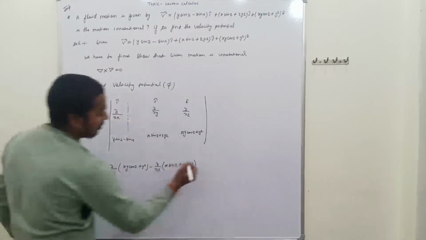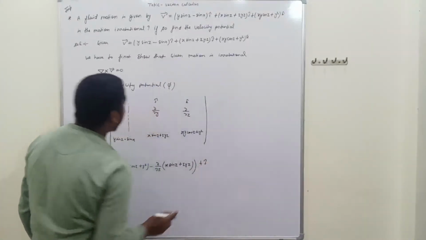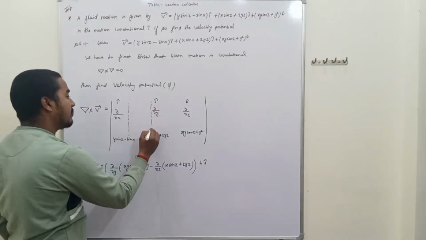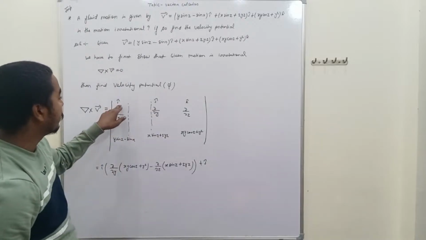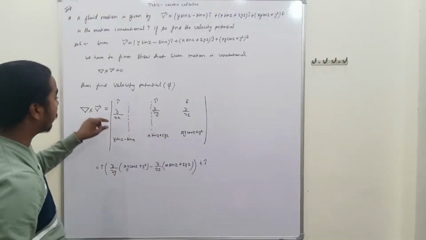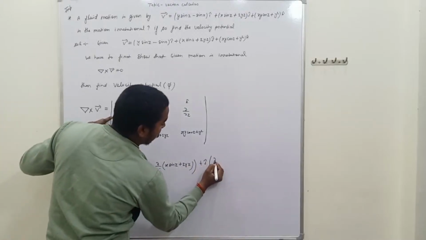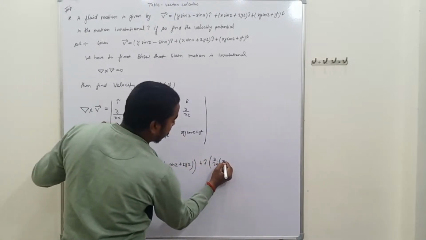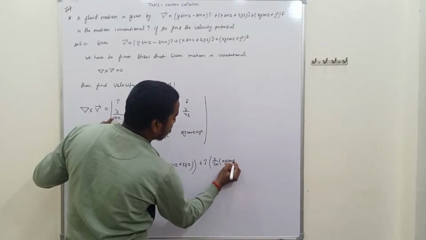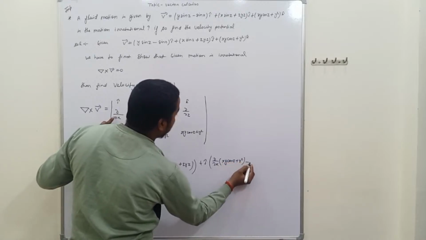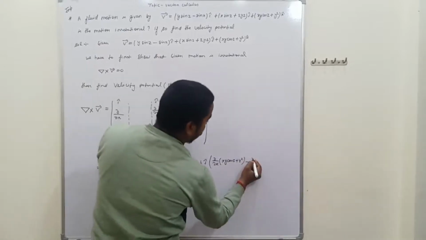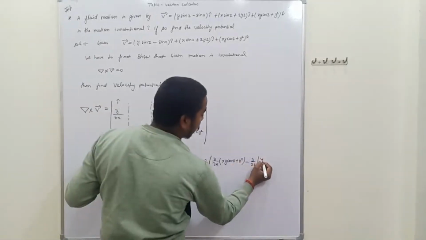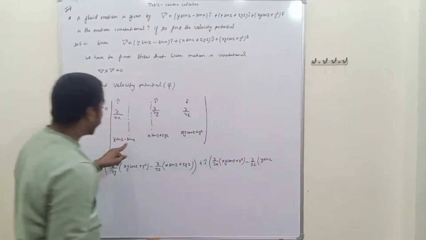For j cap, when we open with the columns again, we suppose j cap is eliminated and we have to take operation between i and k cap, that is del upon del x of xy cos z plus y square, minus del upon del z of y sin z minus sin x. This is j cap.